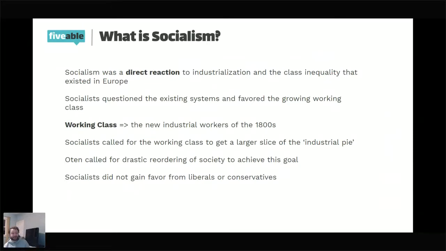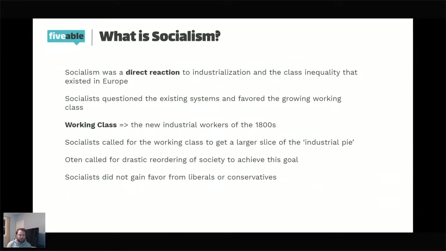But because liberals were these wealthy factory owners, bourgeoisie, they were not fans of socialists. All right. Socialists were not on their good side because a lot of the policies would directly negatively impact the liberals. So obviously they weren't super jazzed about them. And the conservatives, they really weren't jazzed about anybody.